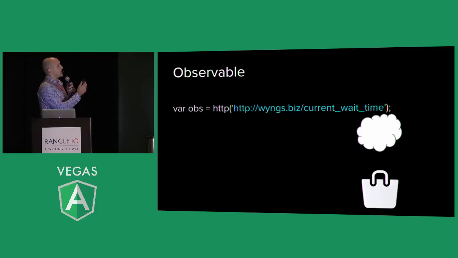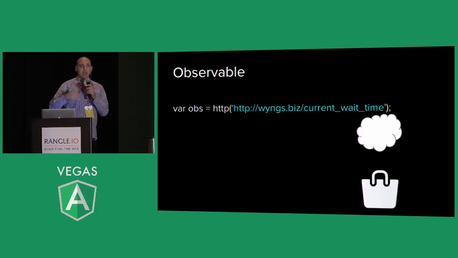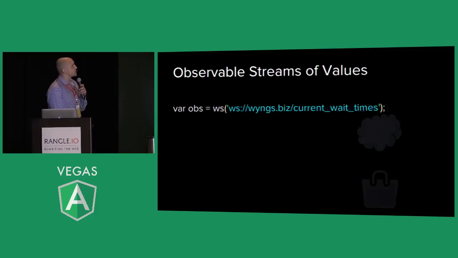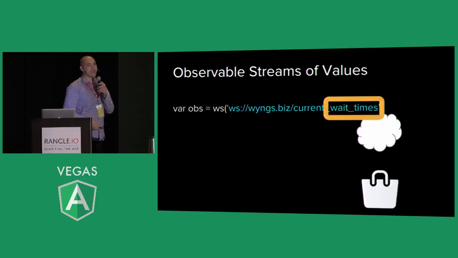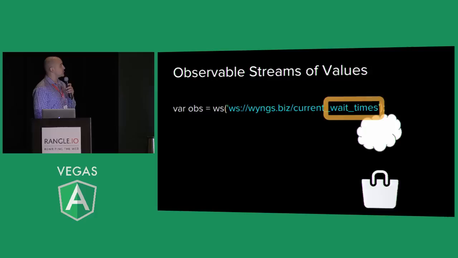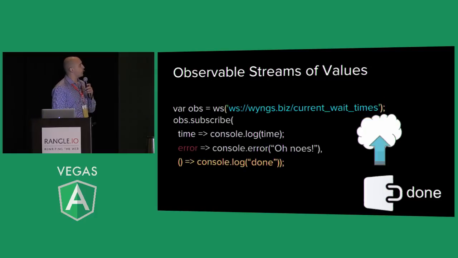Now, let's say instead of polling the server and grabbing the wait time every 200 or 300 milliseconds, we want to actually listen to a WebSocket, right? So here we've got a WebSocket. Now we're looking for the current wait times. Well, when we subscribe to an observable, we can actually open up a WebSocket and deliver those values over time.